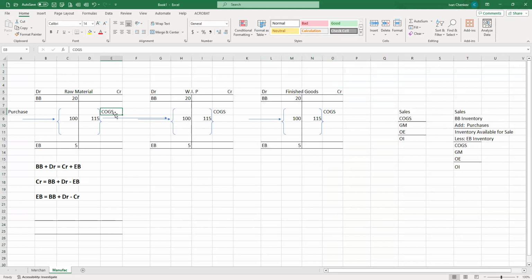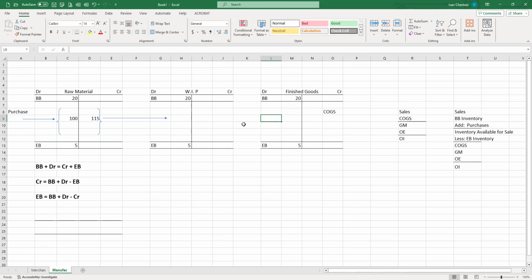Now the question here is, we don't need this. Not those arrows yet. The question is, from where is the cost of goods sold going to come in this case? Obviously from finished goods. So in order to calculate the cost of goods sold, we need the beginning balance of the finished goods, the debits coming into the finished goods account, and the ending balance.